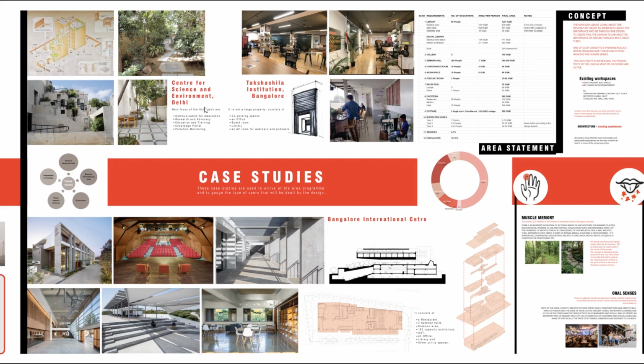And the second case study is Center for Science and Environment in Delhi. Their main aim is to research and lobby for policy making and communicate the urgency of development to the government. This center is one of the largest think tanks for environment and science in India. These two case studies were mainly studied to understand the working of a think tank.